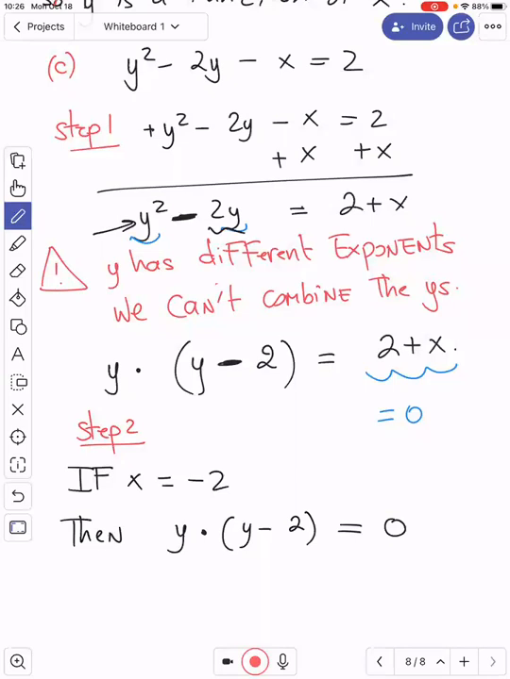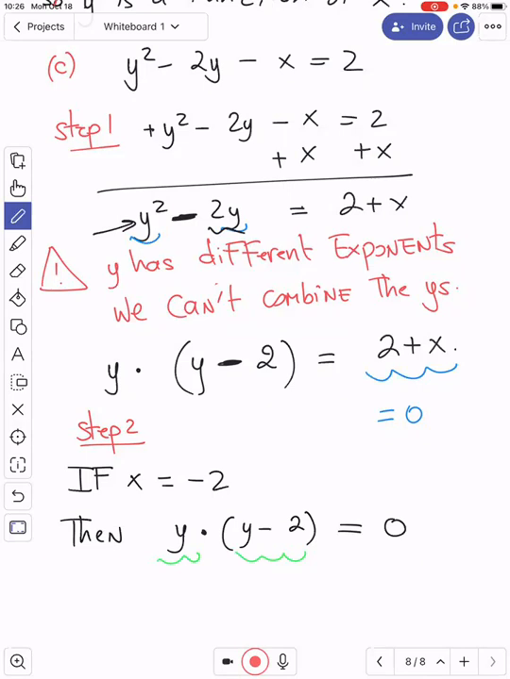Well, here we have a multiplication, right? We are multiplying two numbers or two factors, y times y minus 2, and the answer is 0. When you multiply two factors and the answer is 0, it means that one of the factors, one of the numbers, must be 0. That's the only way to get 0.